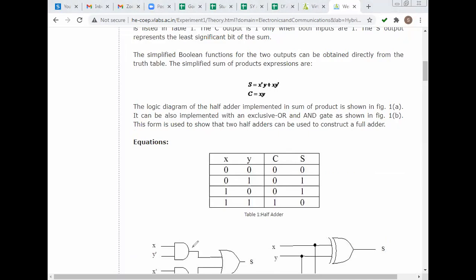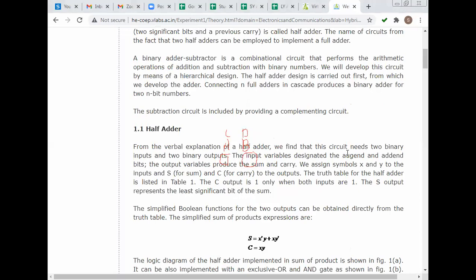Am I audible? Yes, ma'am. Here is the X and here is the Y. You can select any alphabet from A to Z. Here you can consider A, B. Likewise, you can consider C, D, up to Z, any alphabet as input. Okay. So in that half adder, what happens? Two binary inputs and two binary outputs are present in a half adder, and the input variables are designated the augend and addend bits.